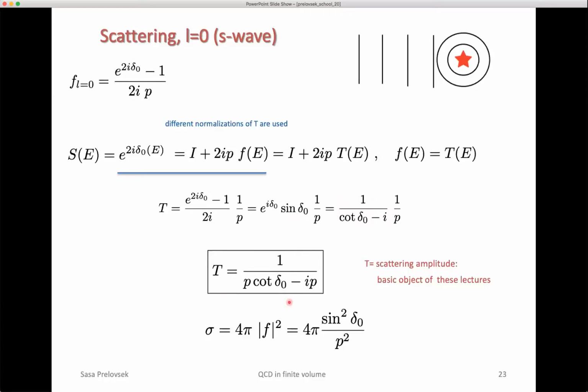So if you have a phase shift and P is the momentum of a particle in the region outside of the potential, then you have a scattering amplitude, and you know that the cross section will be proportional to this. And basically you can tell experimentalists what one can expect. Is there a question here? No?